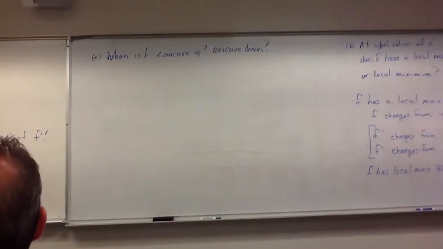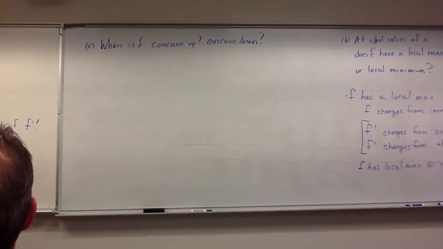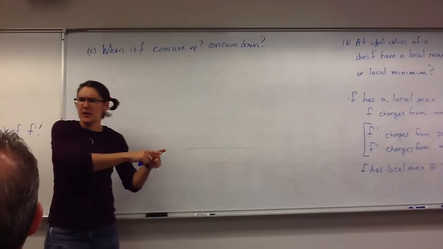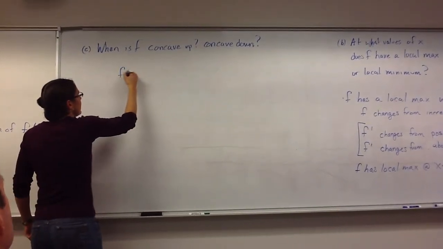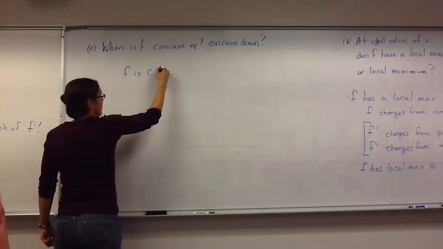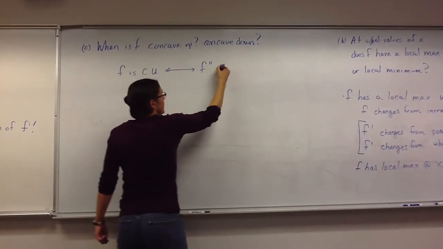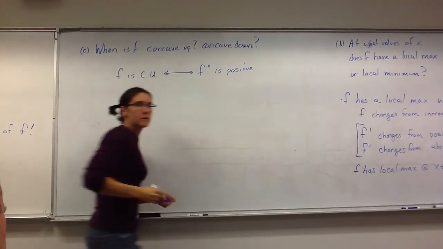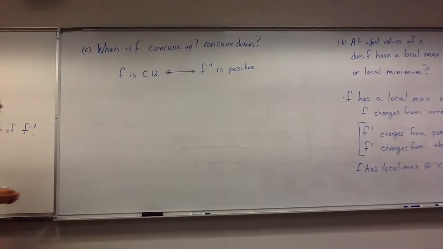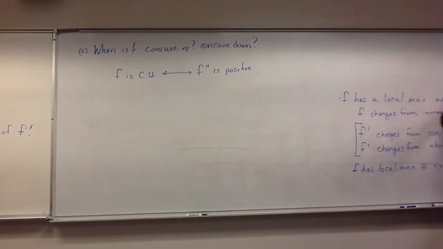All right, so we talked about the second derivative last time, and our connection between the original function f and concavity had to do with the second derivative. When f is concave up, that corresponded to our second derivative being positive. And when f is concave down, that corresponds to f double prime being negative.